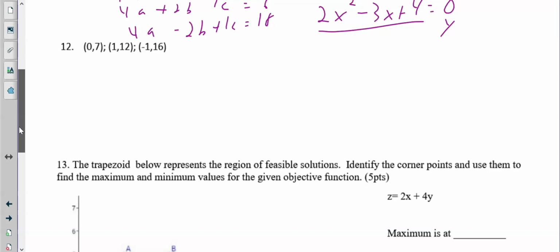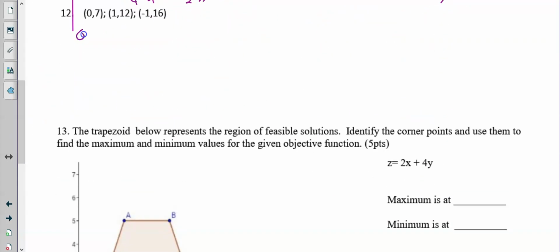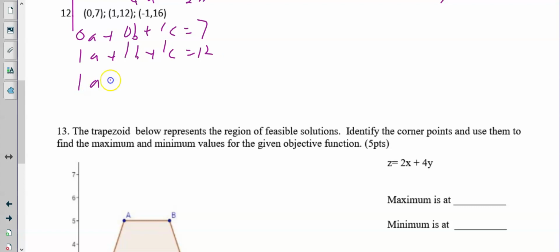Right? Now, on this one, I'm going to skip the step and go right to the second problem. So 0 squared is 0a, and then 0b is just 0b, and then this is always 1c equals 7. 1 squared plus just the 1b plus just the 1c equals 12. Careful, -1 squared is 1, but then this is minus 1, this always is 1, and 16.